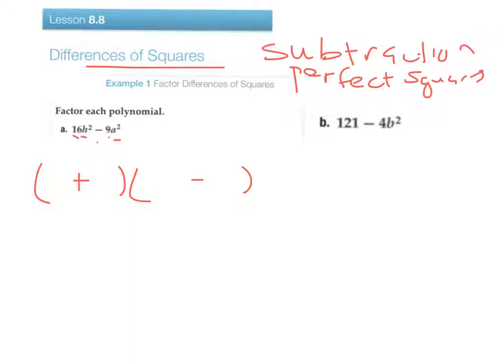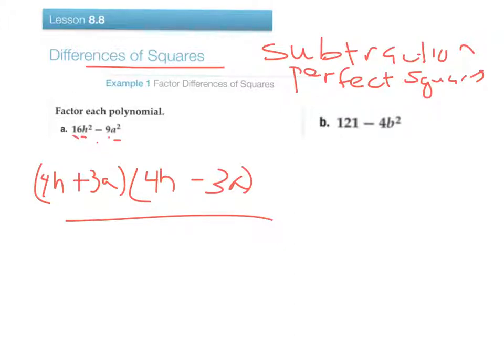So we take the square root of 16, which is 4. The square root of h squared is just h. The square root of 9 is 3. The square root of a squared is a. And then we just write it twice. And this is our answer factored.